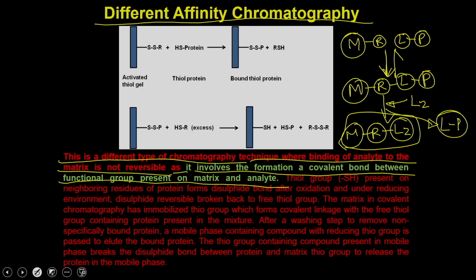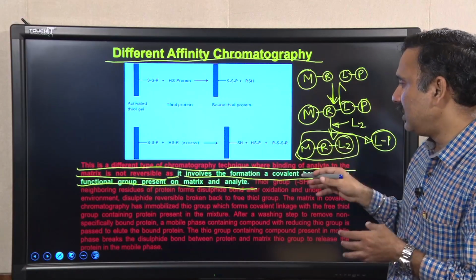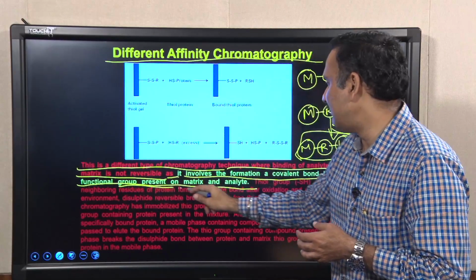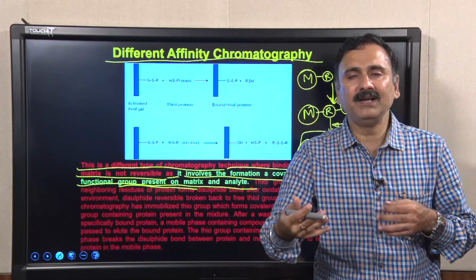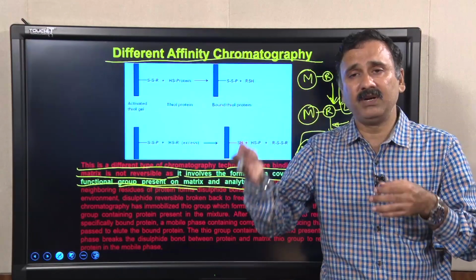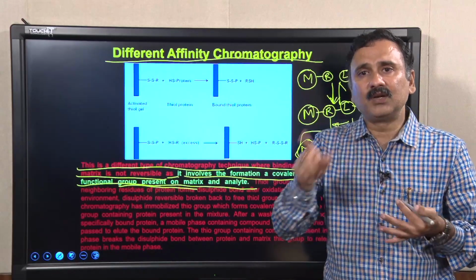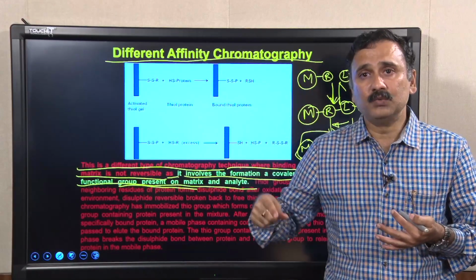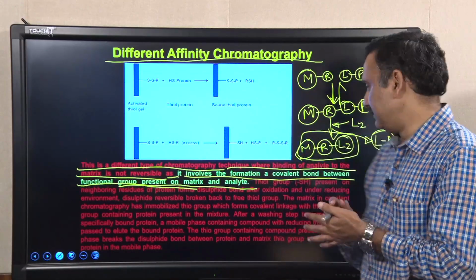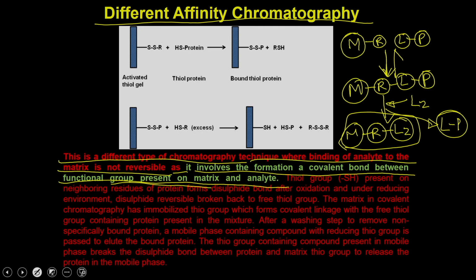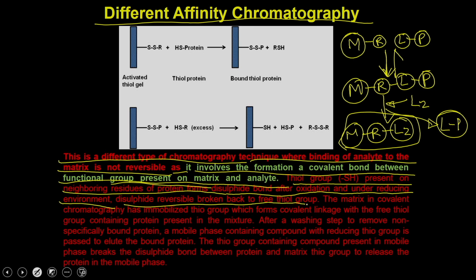whereas in this case, which is called covalent affinity chromatography, the functional group present on the matrix is going to bind the analyte, and there will be a covalent bond between them. Because of that, this chromatography cannot be reused, because this is an irreversible bond. So, thiol groups present on neighboring residues of a protein form a disulfide bond after oxidation, and under a reducing environment the disulfide is reversibly broken back to the free thiol group.